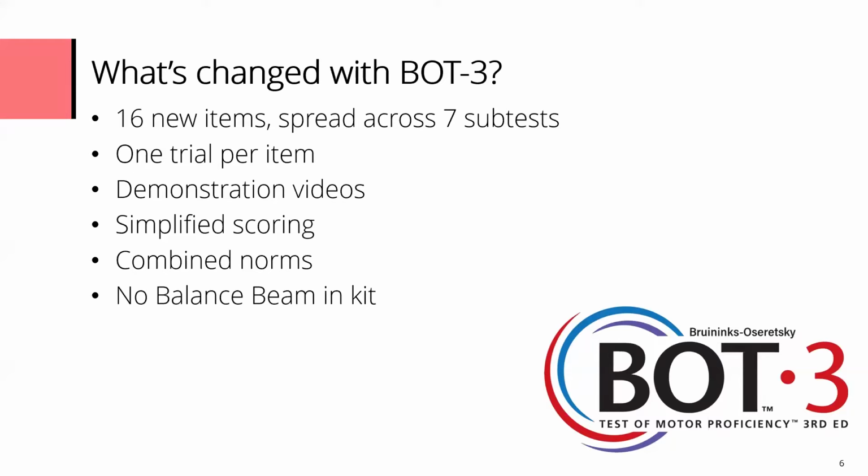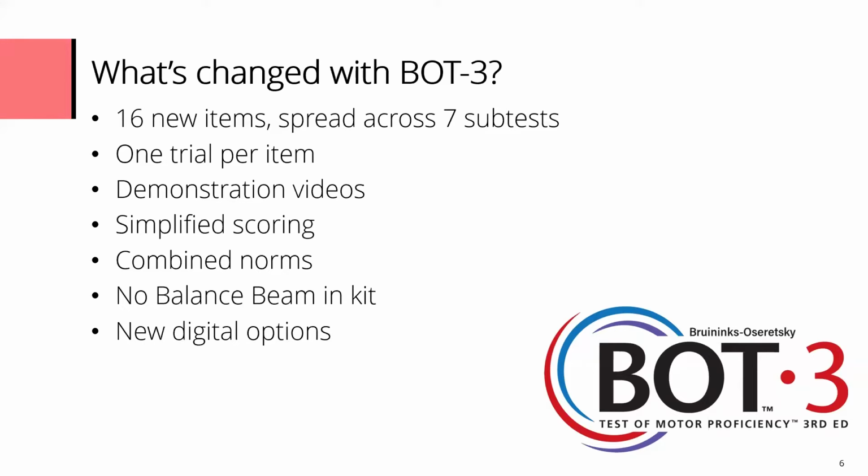Note that we do, however, have some additional advanced balance items that you can use if you want to obtain an extended balance score. And if you do want to administer these optional items, you'll need a balance beam. But if you have one from the BOT-2 that's in good condition, you can still use that, or else you can buy the beam separately. And we offer a combo kit option that includes the balance beam on our website.